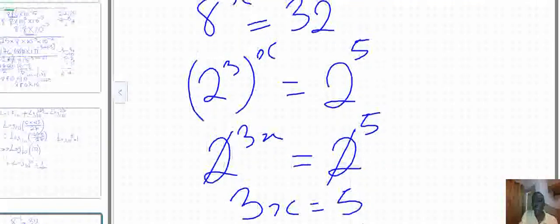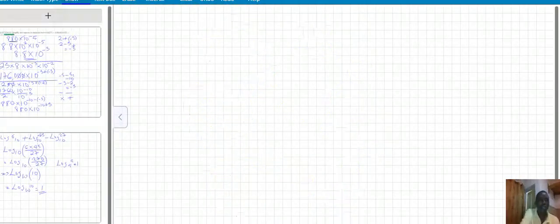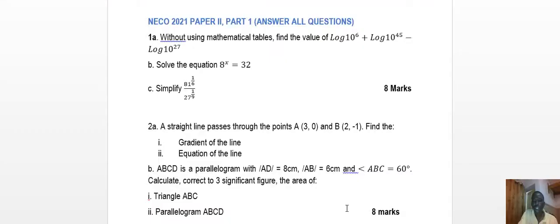So in this kind of question, make sure you get your 8 marks completely. That is how your marks start counting. Now let's look at the final question. The final question says, simplify 81 raised to power 1 over 6 over 27 raised to power 1 over 9.